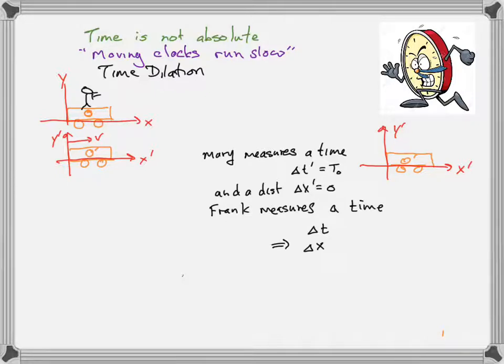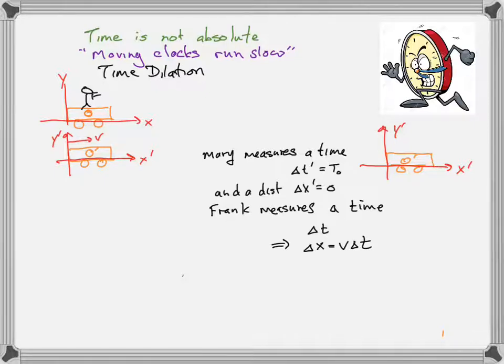You should be able to do this. It's constant velocity kinematics, right? Delta x equals v delta t. Okay, so delta t is an unknown right now. We just want to say, Frank measures a delta t, whatever that is. What we're going to do is relate that delta t to delta t prime, which we're calling t0. But we know that delta x is v delta t.